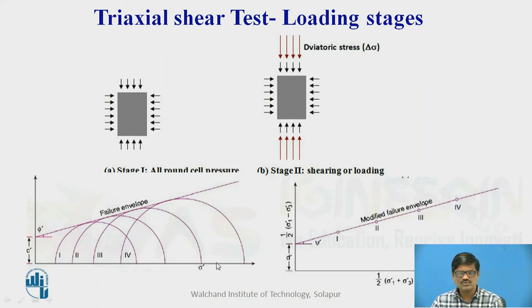Once we get the Mohr circles, then the common tangent line needs to be drawn here. This common tangent line is nothing but the failure envelope. The moment I get the failure envelope, I can find out the intercept on the vertical axis, which we call the cohesion, and the inclination of this line with the horizontal is called the friction angle. On the right hand side also, you can see a straight line developed, that is nothing but the failure envelope. So this is how the failure envelope is developed in the laboratory using the triaxial shear test.